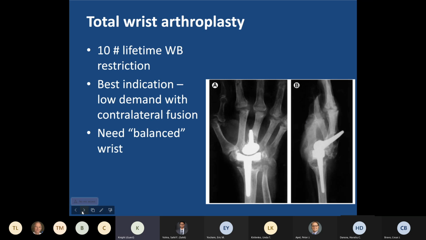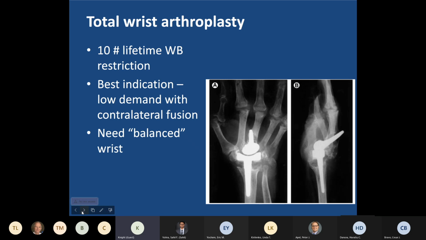So total wrist arthroplasty. I didn't intentionally, or maybe I did intentionally, put this x-ray up, but there's certainly a lot of issues with total wrist arthroplasty, and a lot of those have been corrected over time. The biggest issue is finding a low demand patient that this is ideal for. You've got a 10-pound weightlifting restriction. I think most people abide by that.